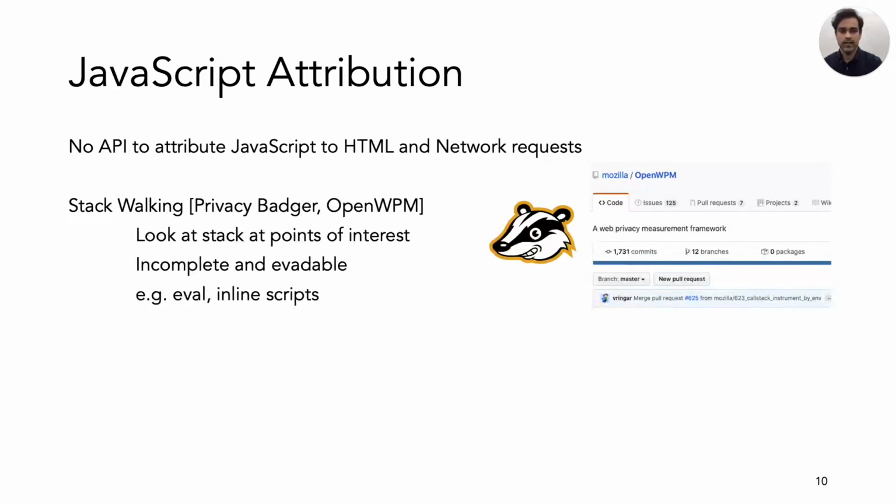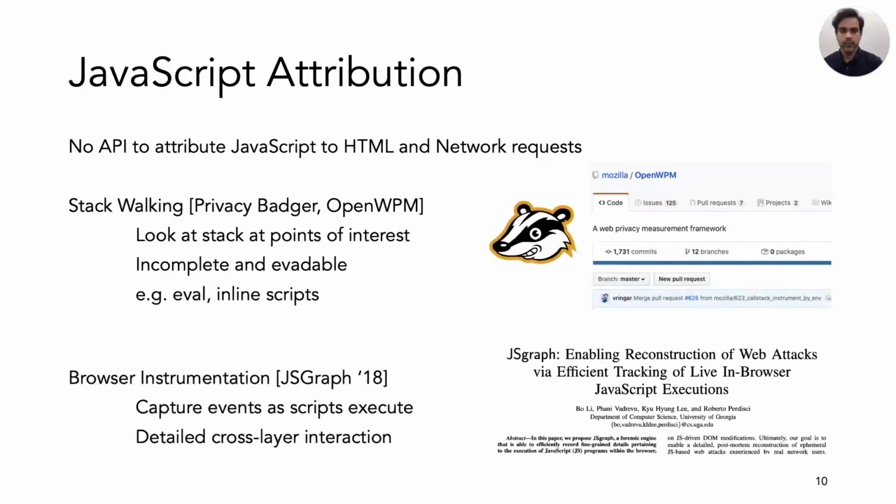However, stack trace doesn't provide complete information, for example, in case of eval and inline scripts, and it is also not available since a script on a web page runs with the same privilege. The other, more promising way to get the JavaScript attribution is browser instrumentation. This approach has been used in prior research for web attack forensics. The basic idea is to hook the browser at points of interest and capture events as they happen. Since it requires browser modification, it is much more complete and correct.